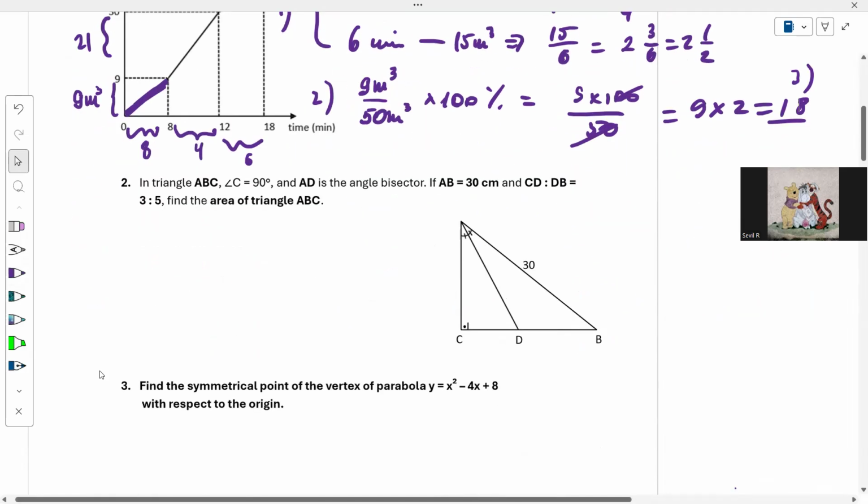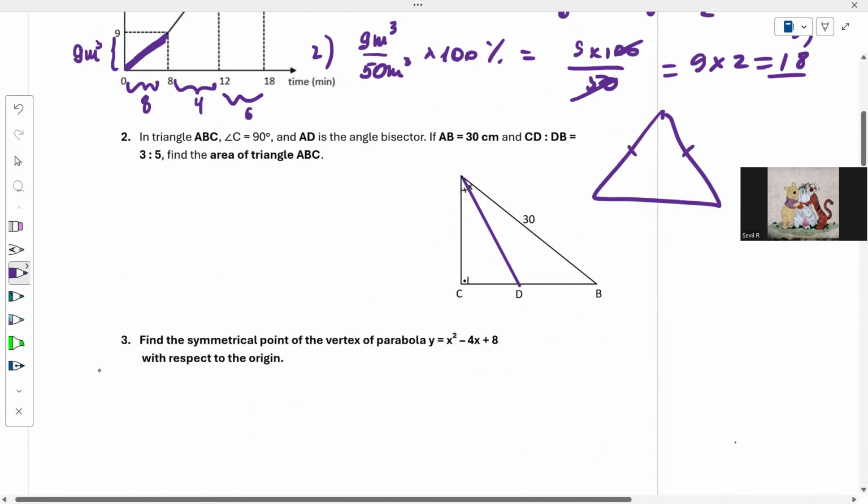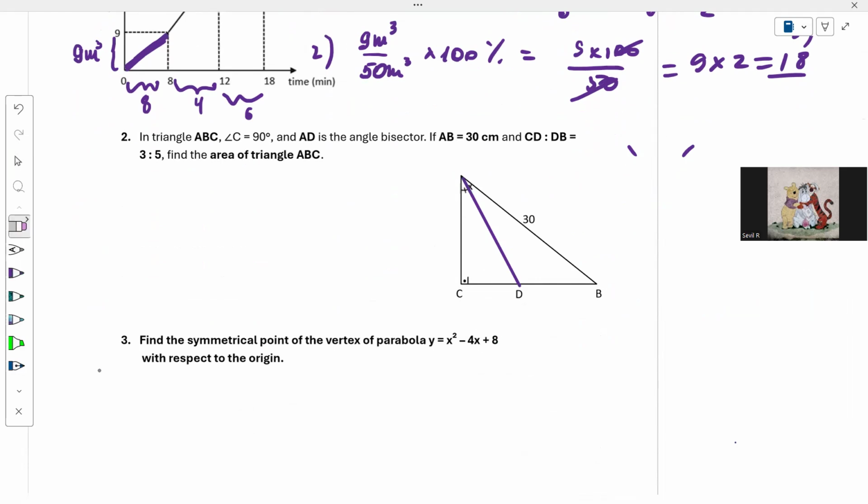Number two: in triangle ABC, C is 90 degrees and AD is the angle bisector. So this triangle is not isosceles, it's not mentioned, just angle bisector, yeah? So we have to recall the angle bisector property. If it's an isosceles triangle, when they say angle bisector, we have to treat it as median or height. Right now we don't do this.